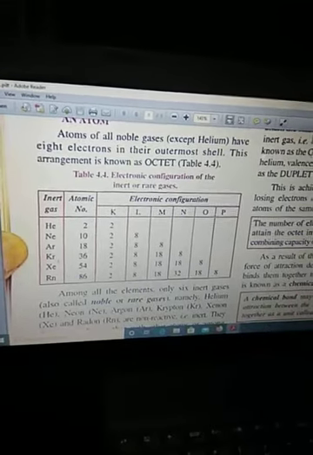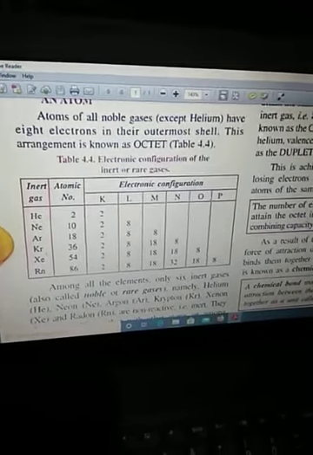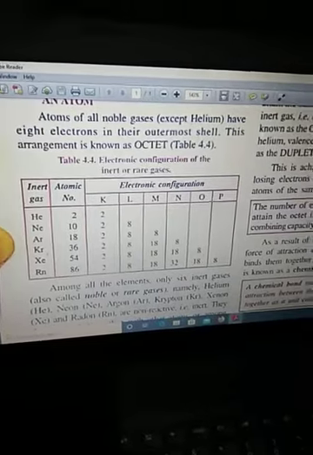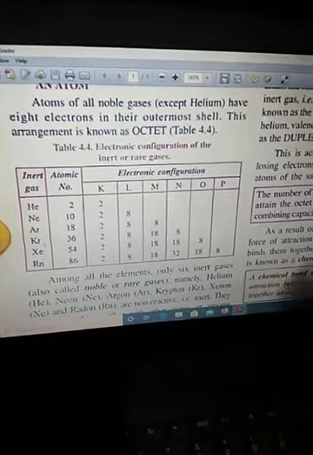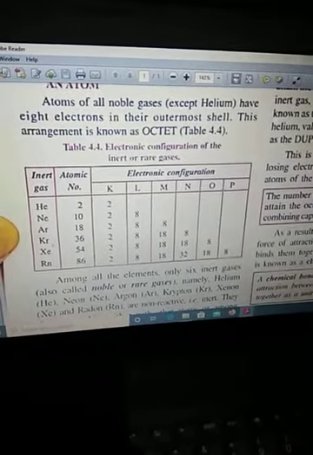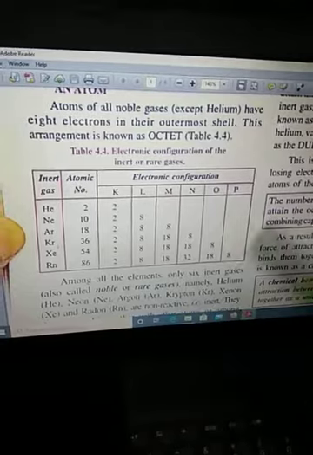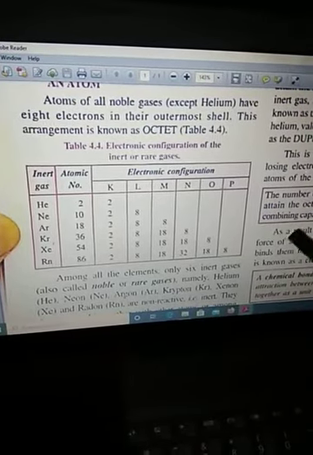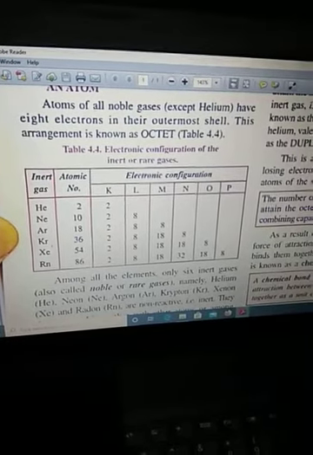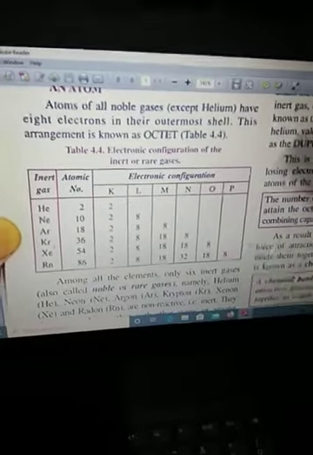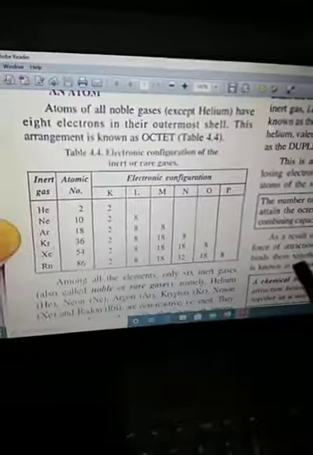According to the octet rule, for an atom to be stable, it must have 8 electrons in the outermost shell, except the first K shell which contains only 2 electrons. That is the octet rule. And the duplet rule states that for an atom to be stable, it must have 2 electrons in the first K shell, and the structure is like that of helium. So this is the octet and duplet rule.